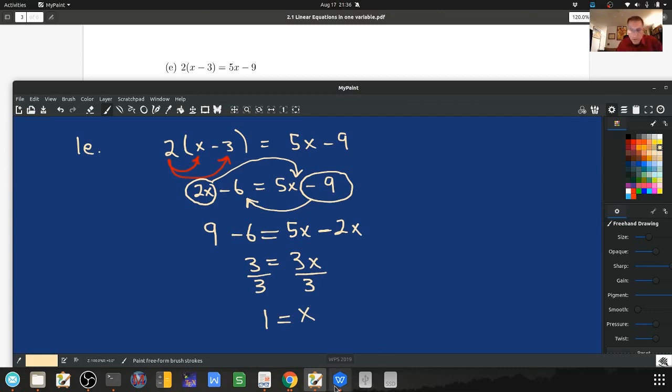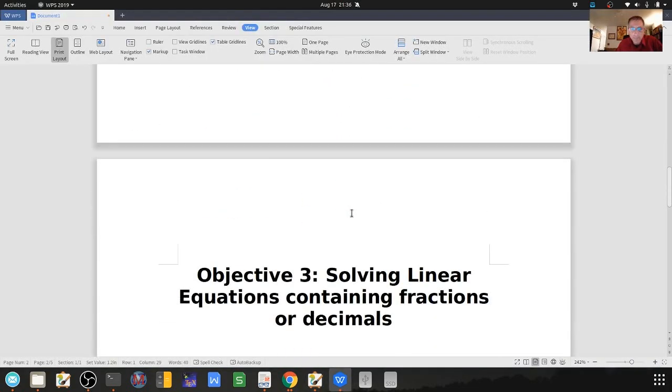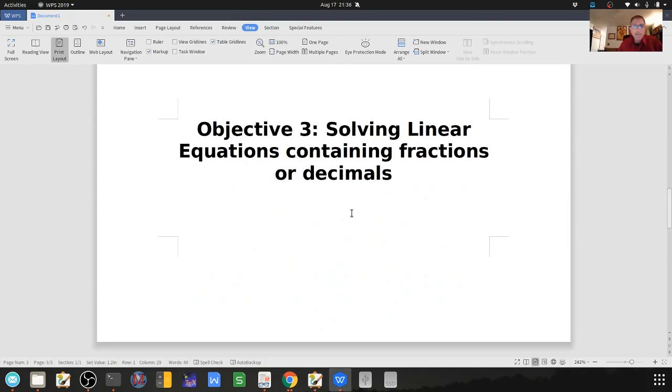So now we're going to go to objective 3. Solving linear equations containing fractions or decimals. And this is a really important part. We're going to be doing a lot of this, so definitely put on your thinking caps. You'll want to review some things probably, because we're going to have to learn how to find the least common denominator, also known as the least common multiple. But after that, it's pretty simple.